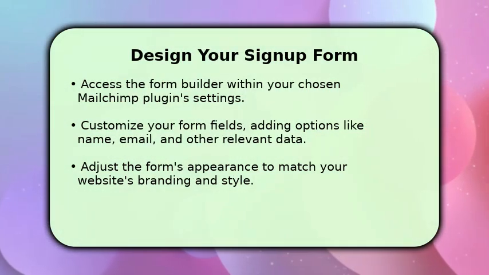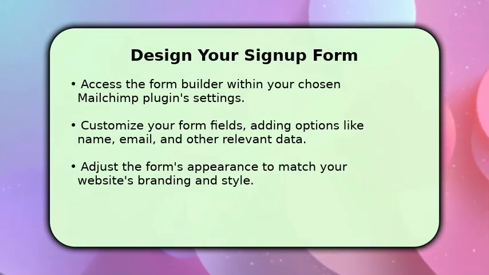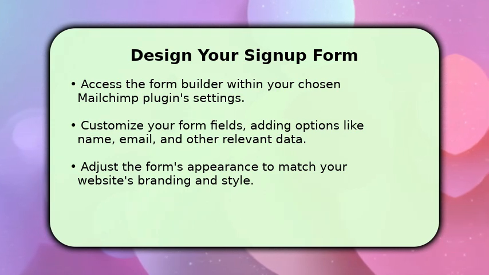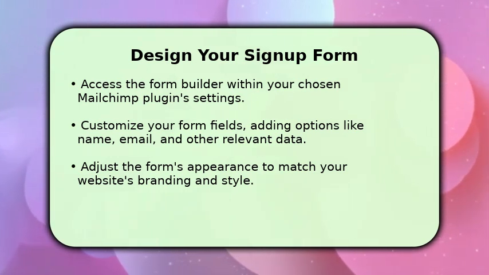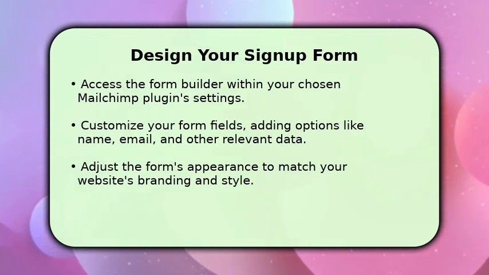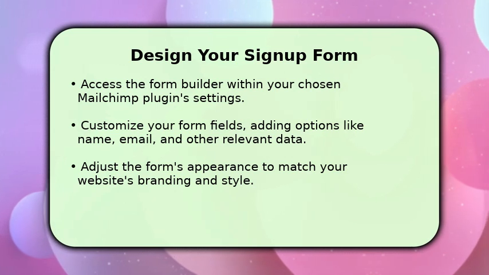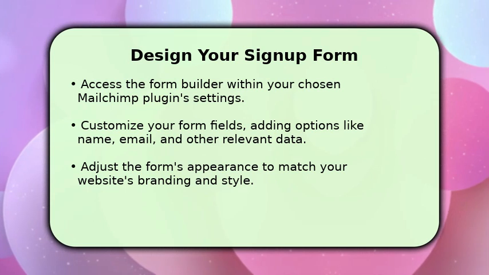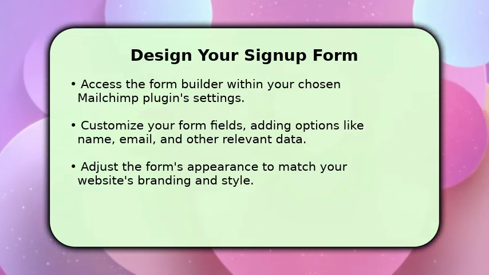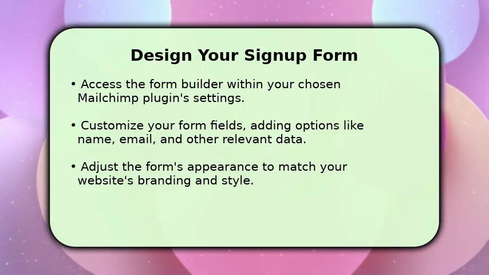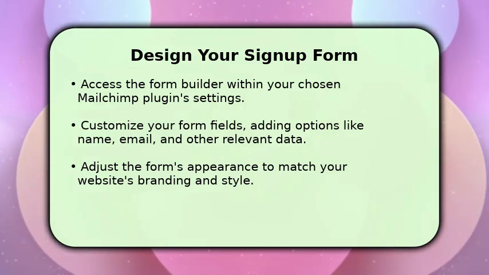Now for the fun part, designing your sign-up form. Within your Mailchimp plugin settings in WordPress, you'll find a form builder. This is where you can customize every aspect of your form. Add essential fields like email address and name, and consider including additional fields if you need more specific subscriber data. You can also adjust the form's appearance, changing colors, fonts, and button styles to perfectly align with your website's branding. Aim for a clean, inviting design that encourages signups.